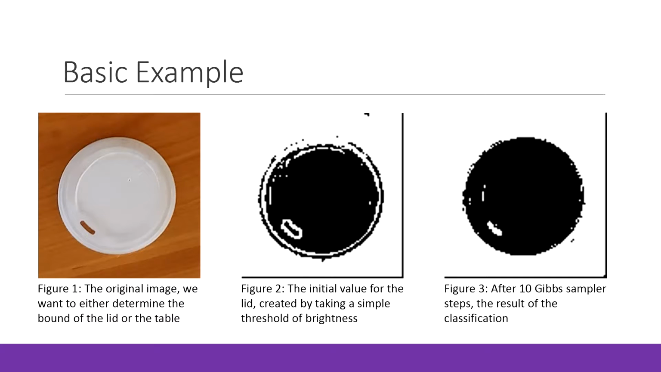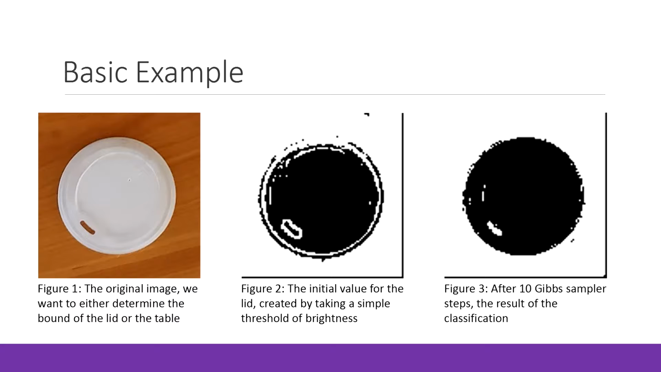A basic example is trying to find the bound of this coffee lid in the overall image itself. So we want to classify each pixel in this image as either a part of the coffee lid or not a part of the coffee lid.